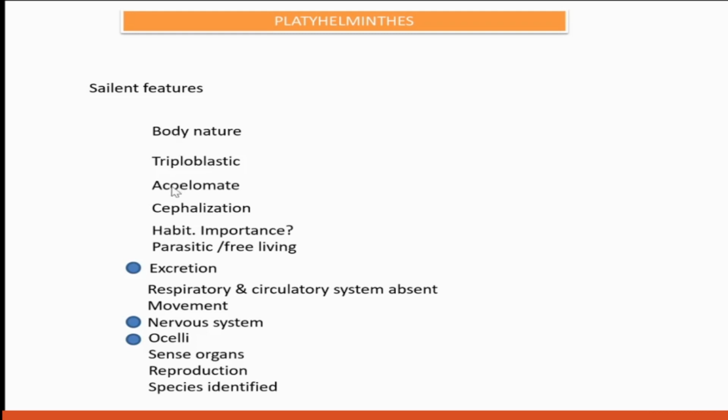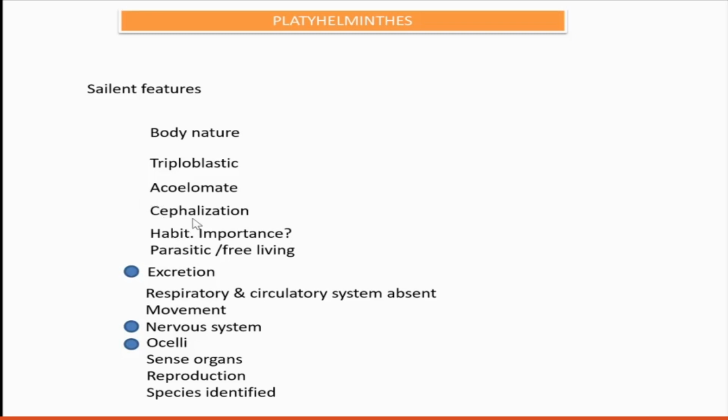Then they are all acoelomate. A means absent. Coelom is absent. That itself is very clear from the term itself. Acoelomate, that is, true coelom is absent. So here the space between the ectoderm and endoderm is filled with a special type of tissue called mesenchyme. Mesenchyme is otherwise called parenchyma. So, the space between ectoderm and endoderm is filled with this mesenchyme tissue.